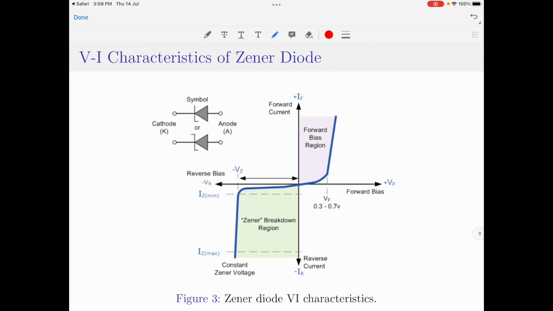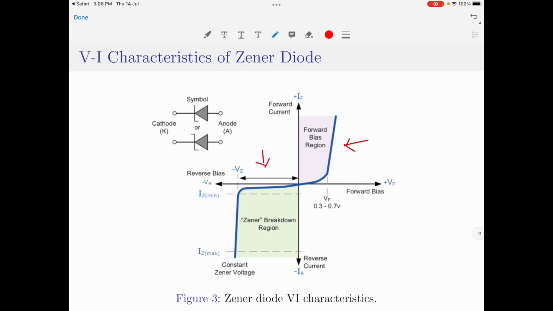Having had that brief introduction to the Zener diode, let us now discuss the VI characteristics of the Zener diode, and these are shown in figure 3 here. You must note that when the Zener diode is forward biased, it acts as nothing but a simple PN junction diode. It is actually the reverse biased mode which is more interesting here. So let us discuss a little bit more on that.